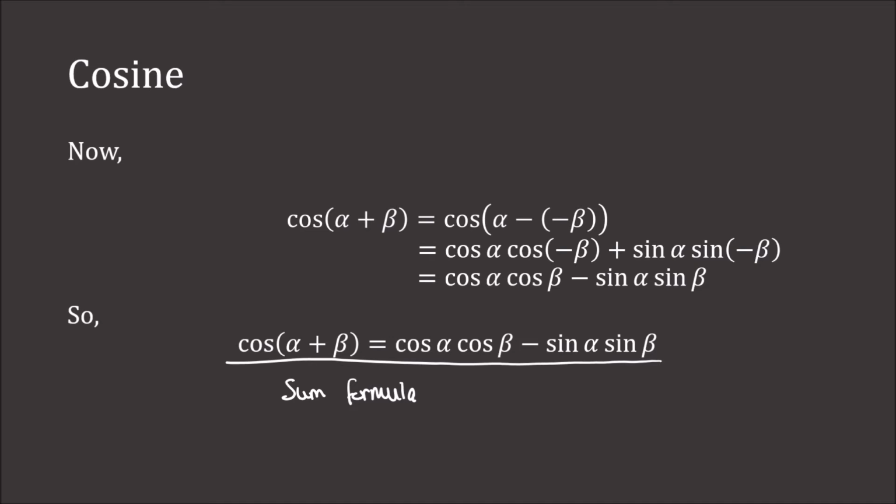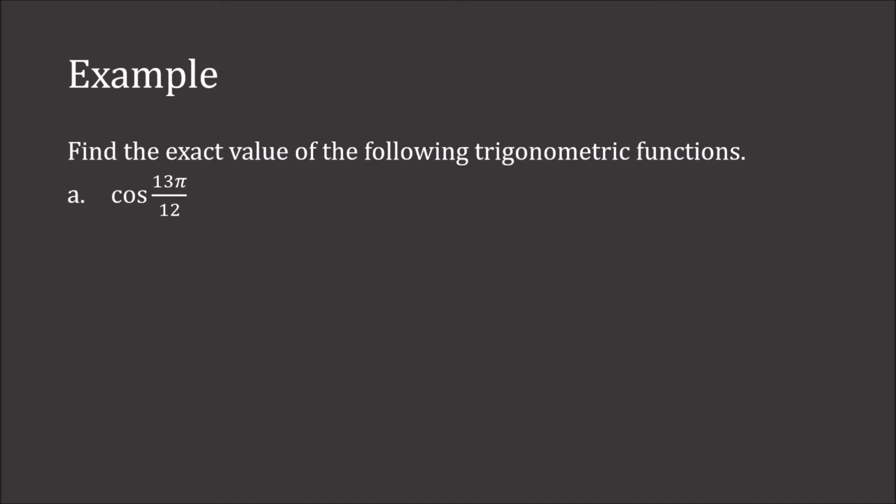Let's now apply these formulas. So first, let's calculate the exact value of cosine of 13 pi over 12. What we can do is write this as the cosine of 15 pi over 12 minus 2 pi over 12. The idea is to try and write this as either a sum or difference of two known angles.